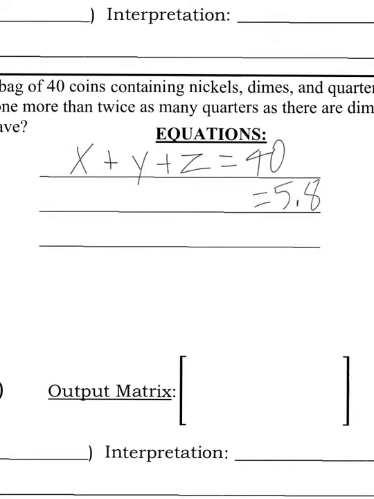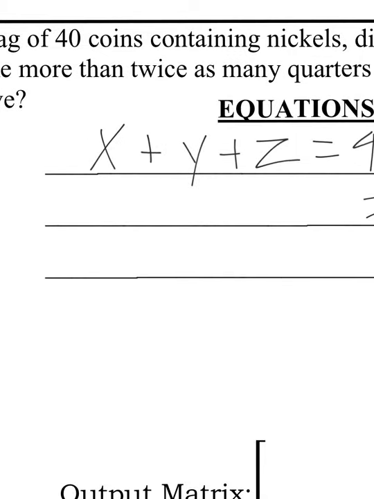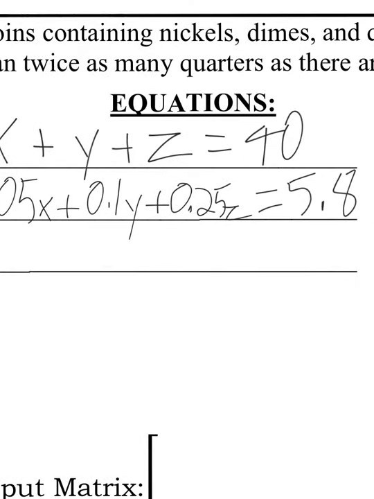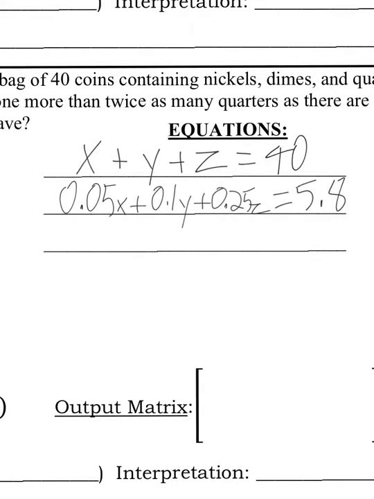And so what is the value of a nickel? The value of a nickel is 5 cents, so that's 0.05x. What's the value of a dime? That's 10 cents, so that's 0.10 or 0.1y. What's the value of a quarter? That's 0.25z. All right? And there it equals $5.80. So that one, the number's not explicitly mentioned in it, but you just have to use your knowledge of how much a quarter, nickel, and dime is worth.